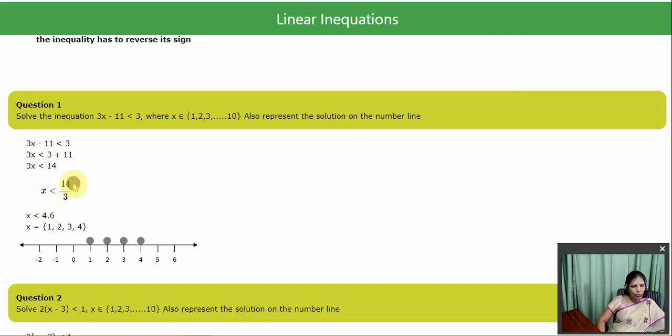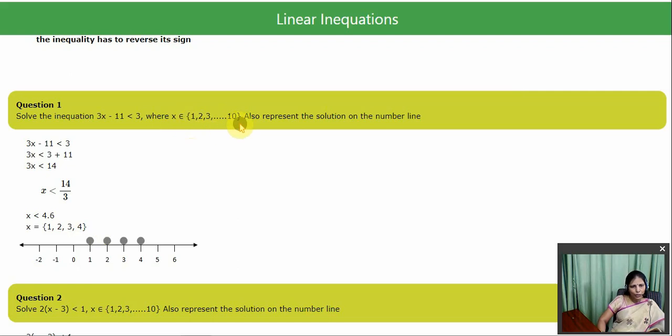Therefore x is less than 14 divided by 3. Right? Now x is less than 14 divided by 3, you get 4.6. Right? Now all the values which are less than 4.6 will be the solution. So all the values which are less than 4.6 will be the solution for this inequality. Now what are the values which are less than 4.6? When we are writing the solution set, we need to look into this question. Already they gave a solution set. So from this we have to pick the solution. We need to pick the solution from the given set.